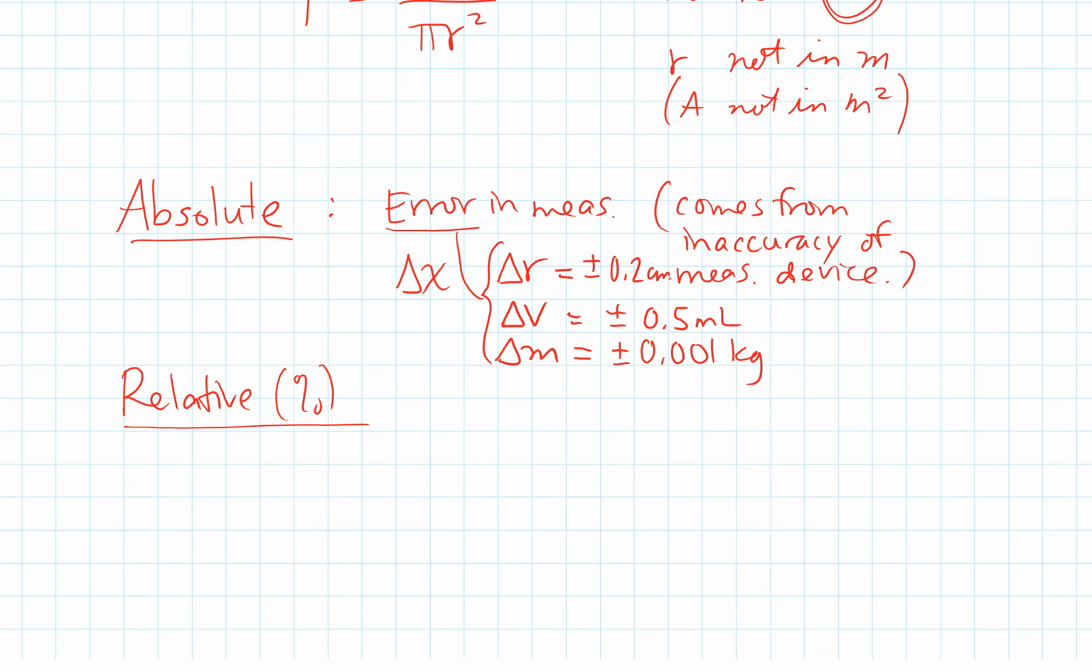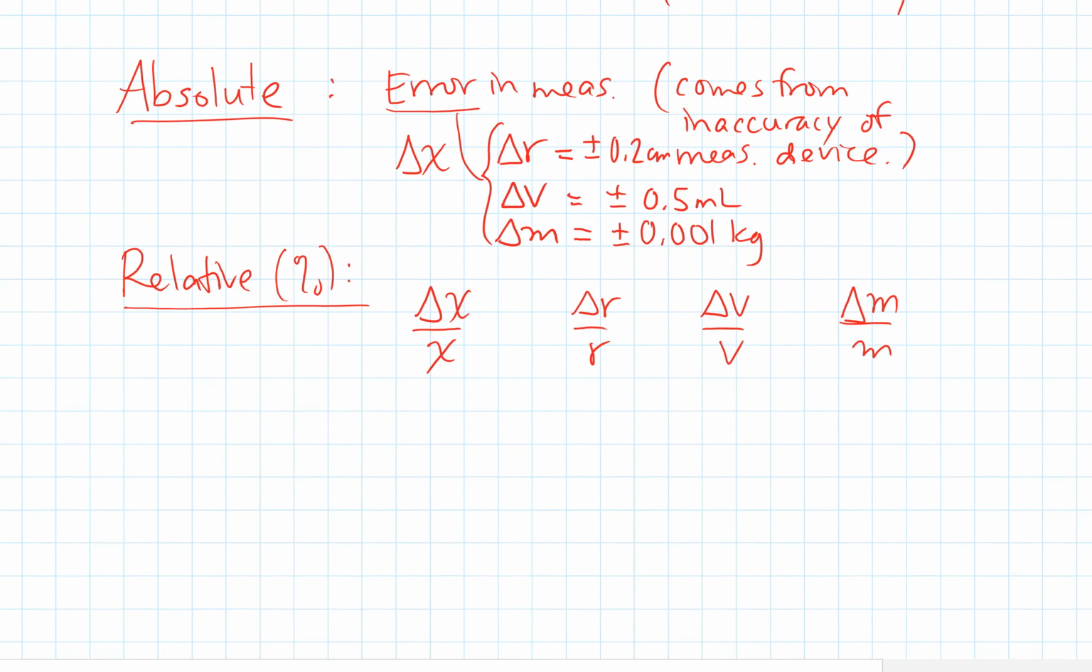Okay, so that's absolute error. Relative error or percent error is always compared to something. So for example, delta x over x is the relative error in x, or delta r over r, delta v over v, delta m over m. And this is a percentage because it's out of a certain value. So for example, if I said that my delta v was plus or minus 0.5 milliliters, but my volume was actually 50 milliliters, well, that's 0.01, which we would interpret as 1%.